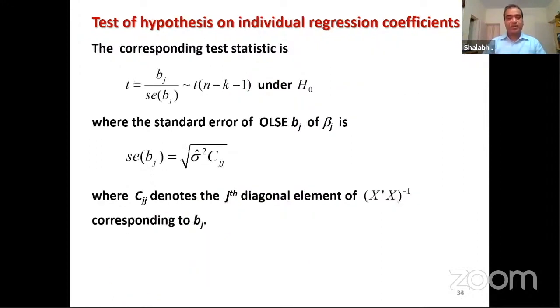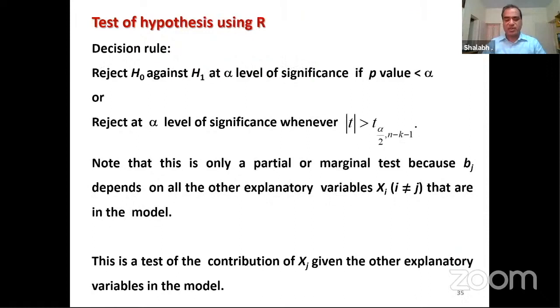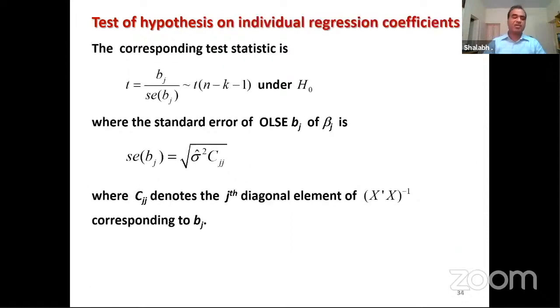Right. So now for this, if we try to use the t statistics and obtain the standard error based on that, that is the job of a statistician. So I'm not going into those details, but we create a t statistic like this: bj upon standard error of bj. This follows a t distribution with n minus k minus 1 degrees of freedom.